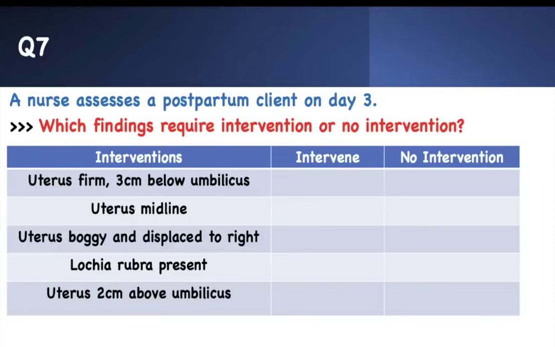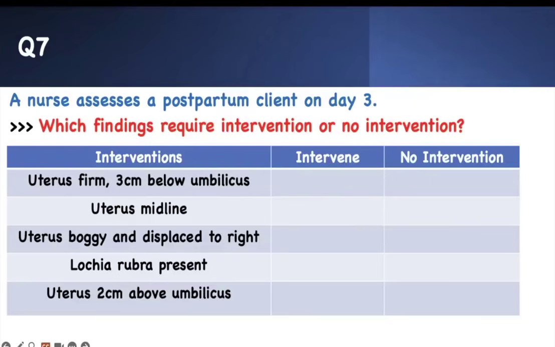If the uterus is firm and is 3 centimeters below the umbilicus, what do you think? This is the individual, and the umbilicus is here, and the uterus is here. It's firm and it's below. The uterus is still in the midline. Here, the uterus is boggy and displaced to the right. It's going to the right side. We have lochia still present. The uterus is above the umbilicus. Which situation do you need to intervene in? They said require intervention.